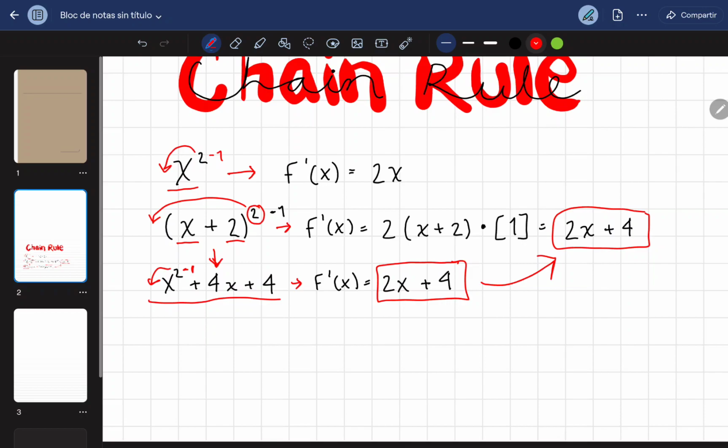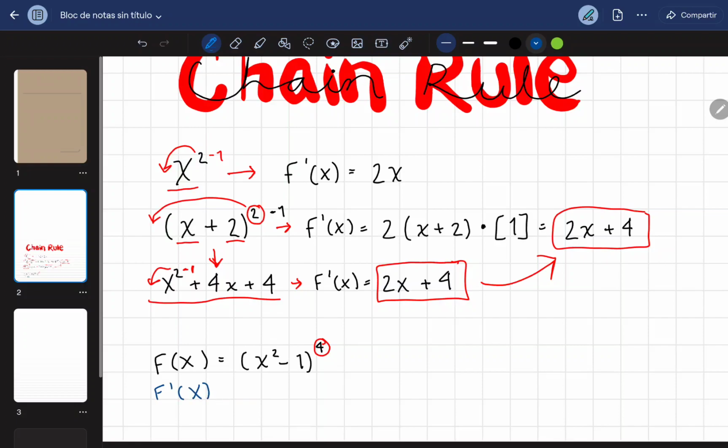Let's see. So imagine that we have f of x equals (x squared minus 1) to the 4. Yes, so we cannot apply the power rule because this 4 is affecting the x squared and is affecting the minus 1 as well. So in order to answer this, we need to use the chain rule.